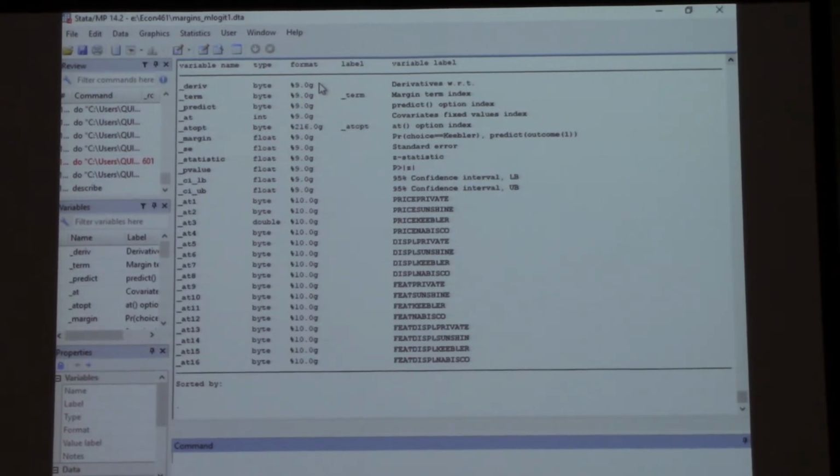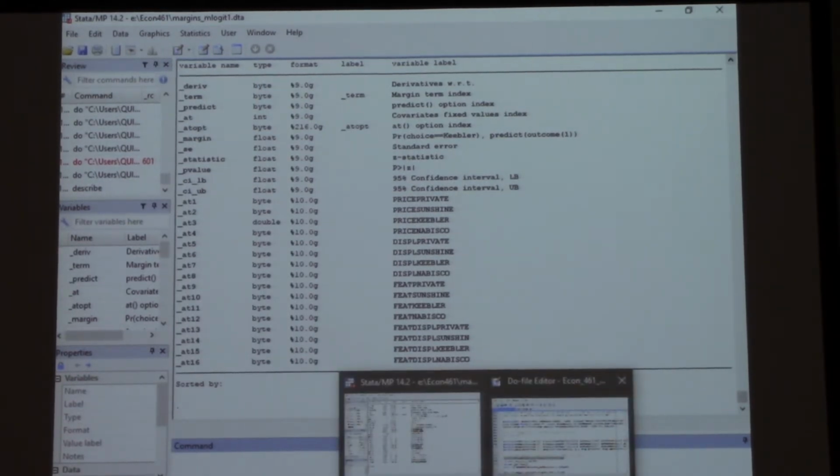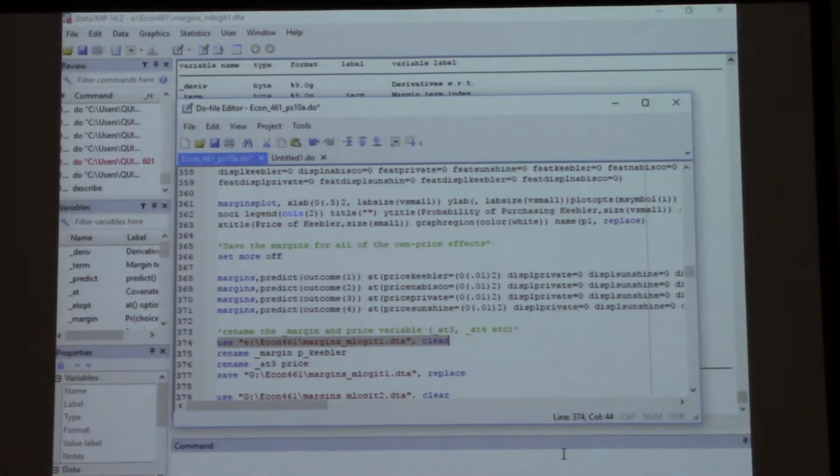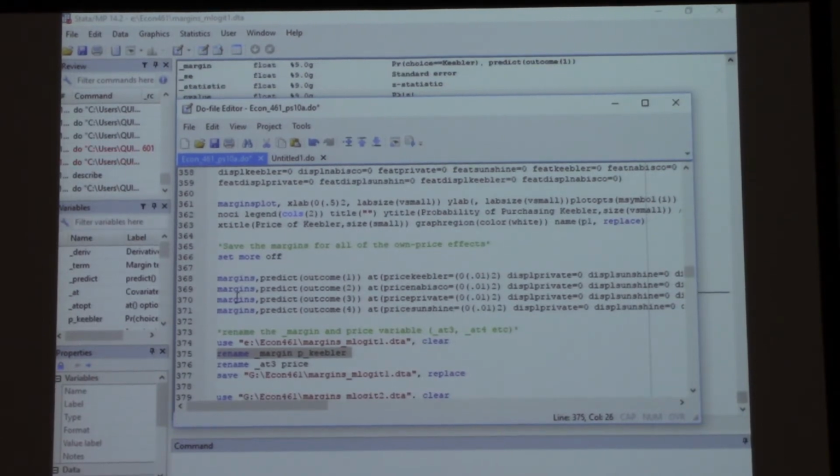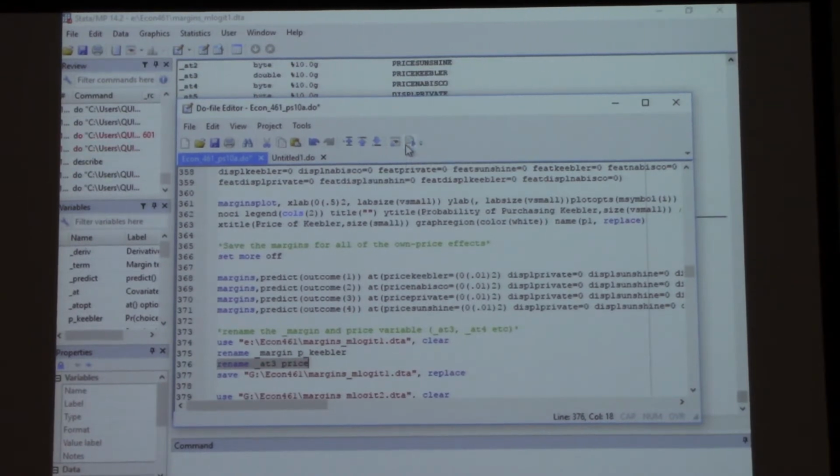That's fine. But we're going to have 4 different margins, so we want to rename these. I want to rename margins, underscore margin, P Keebler, which is the probability of Keebler. You can call it anything you want. And I'm going to rename at 3 price. Save it.